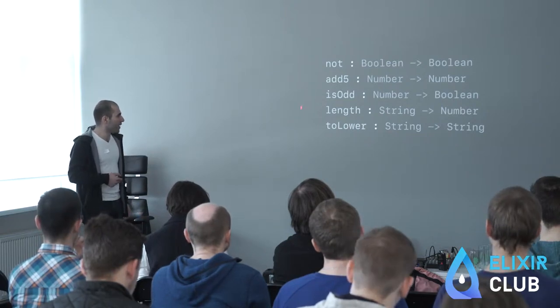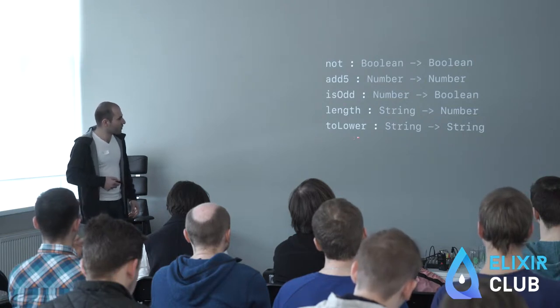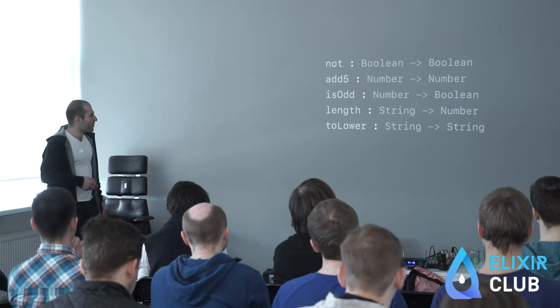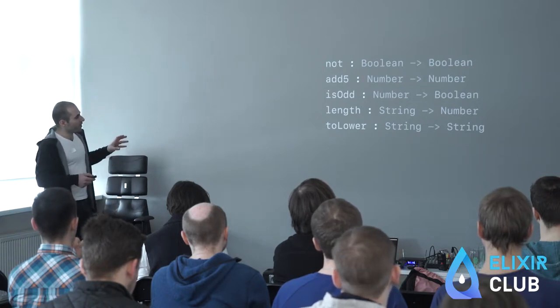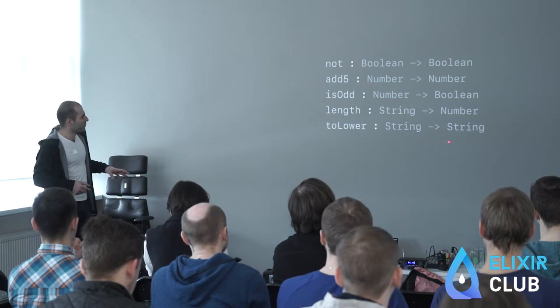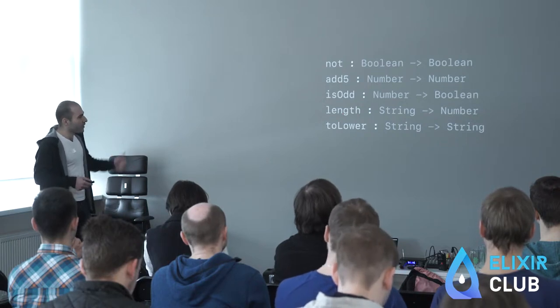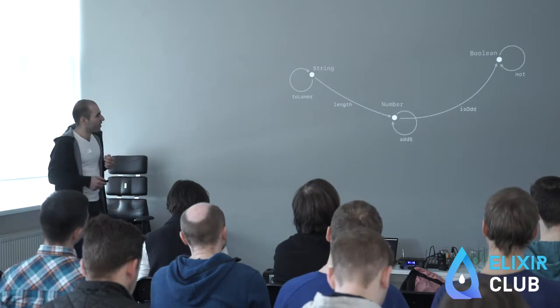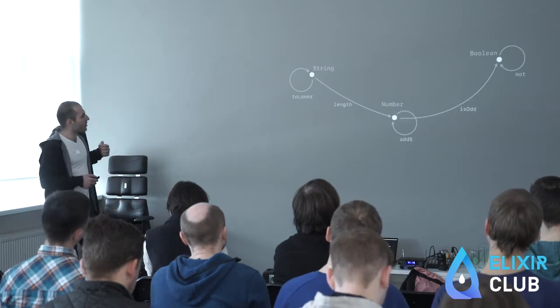It's very simple. Length we already saw. And lower will just lowercase the string. Okay, so how will this map to a category? This definition of the functions doesn't help. But if you try to map this to a diagram, like this one, we will see the actual arrows.